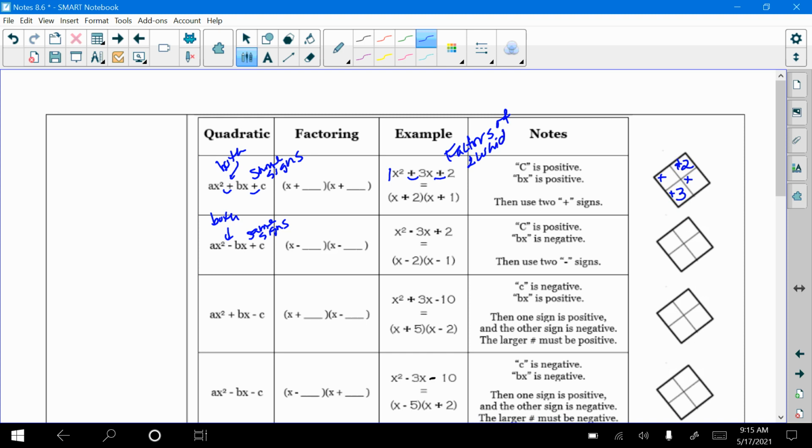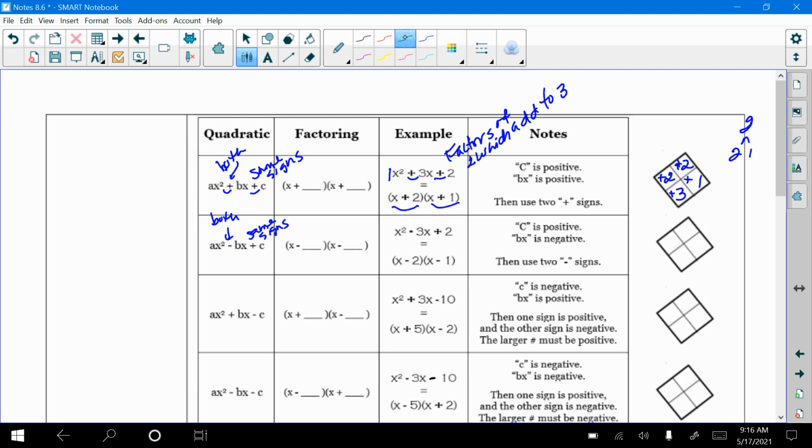Which add to 3. Well, if I took out the number 2 and did 2 and 1, those are my only two numbers. So it's going to be 2 and 1. And again, I have my x plus 2 and my x plus 1.